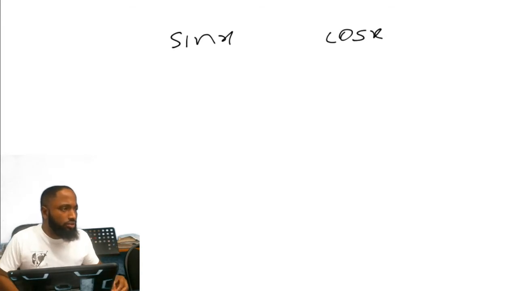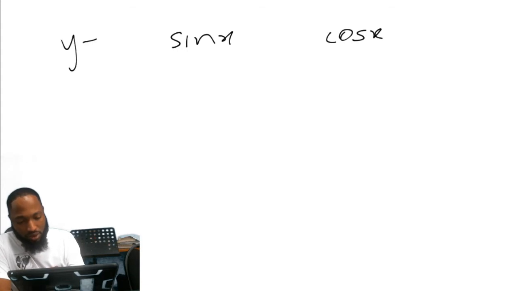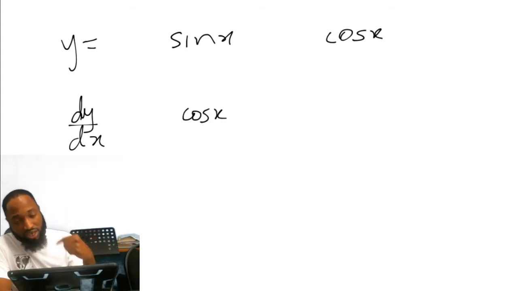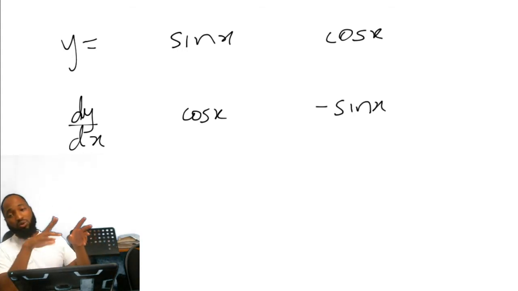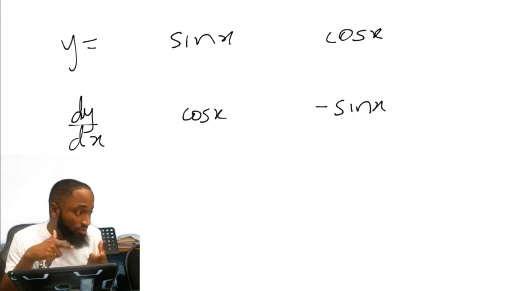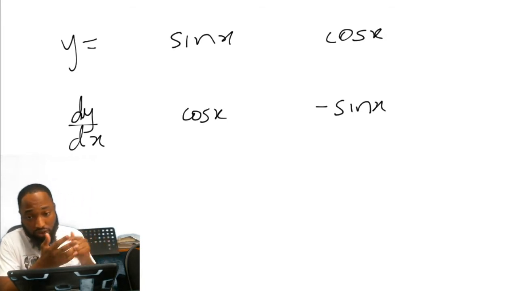So if you have y is equal to one of these, the dy/dx would be equal to this. When you differentiate sine x, you get cos x. When you differentiate cos x, you get negative sine x. And you must know that inside out, outside in, that is going to be tested for sure.